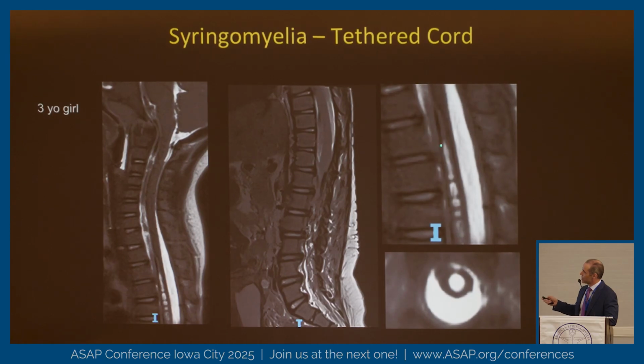And you can see what happened. They have this syrinx that's forming here. You can see this dilation of the spinal cord. This patient, a 3-year-old girl, presented with severe pain just along the whole back, every single day, multiple times a day. We released this here, and then ever since we released that, that child has had no more back pain, instantly.